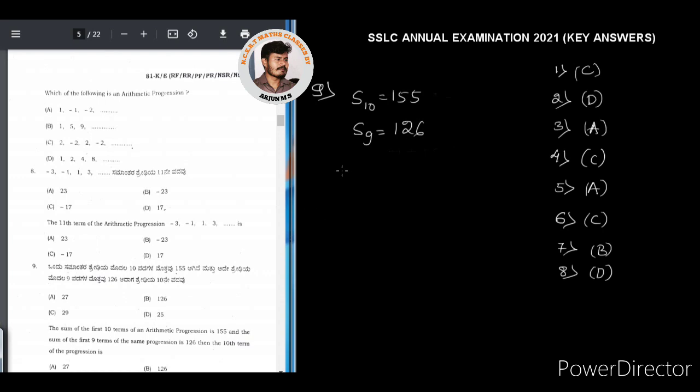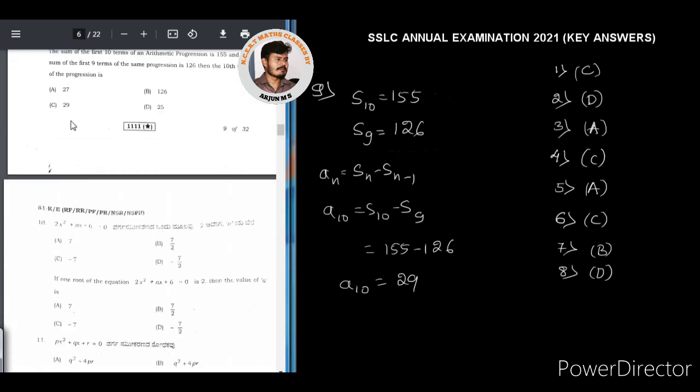Then the 10th term is, we know the condition a_n is equal to S_n minus S_(n-1), right? So by using this condition, a10 is equal to S10 minus S9. We already know the values of S10 and S9: 155 minus 126. So now the 10th term is 29. So here 29 is present in option C. You just observe here, option C is 29. So that's why option C is correct.